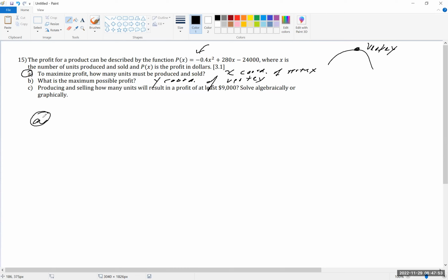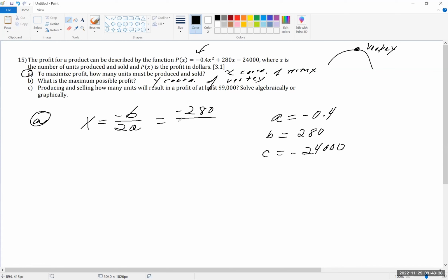So for part A, the formula you should know is that the formula for the vertex is opposite of B over 2A. That's the x coordinate of the vertex. So maybe somewhere on the side we should say A is negative 0.4, B is 280, and C, which we don't really need for this, is negative 24,000. All right, so then this is opposite of 280 over 2 times negative 0.4. Don't forget the minus sign.